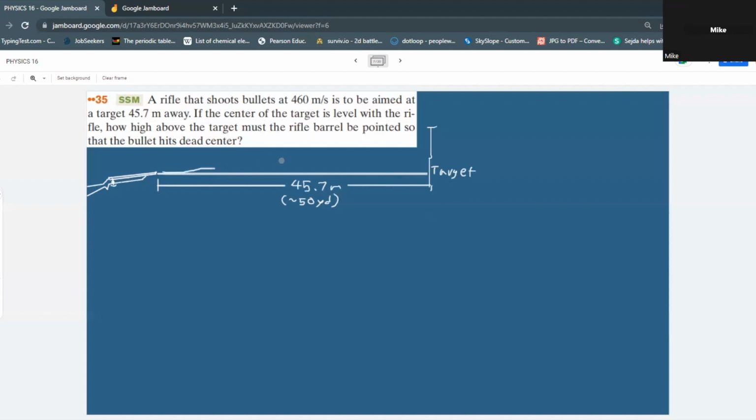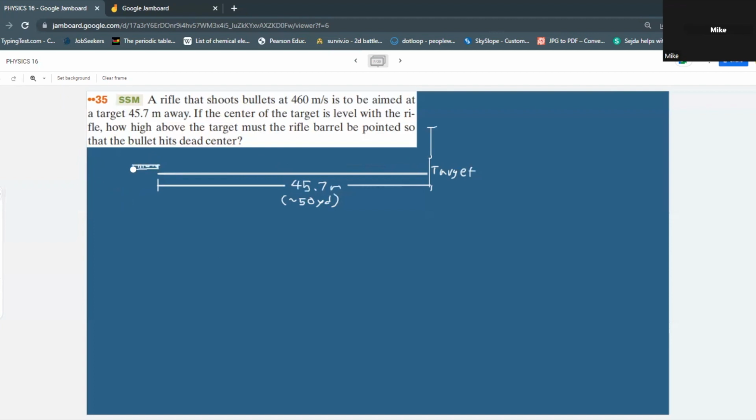How many meters above the target? That's how high it was pointed. Oh, so that's the unknown. What if the gun has no angle? The gun is still perfectly parallel to the ground. Is it going straight to the target? No, what if the gun is still parallel to the ground?